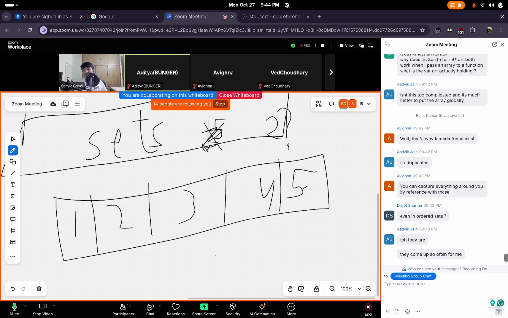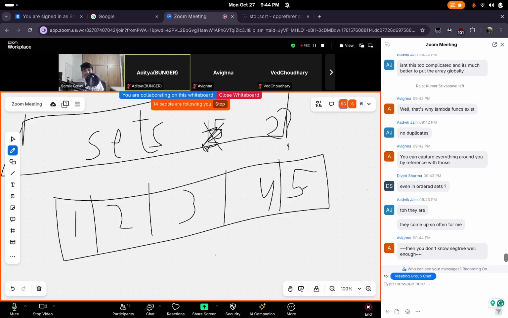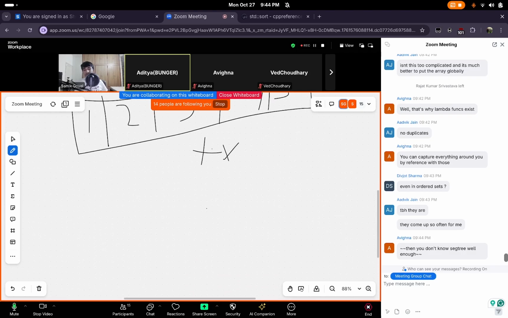So where would you use a set? Well, it just depends, right? If you have something where you need to binary search real quick, like say I have a bunch of elements being added to my array, and I have to ask the question, does the element X exist in the array?